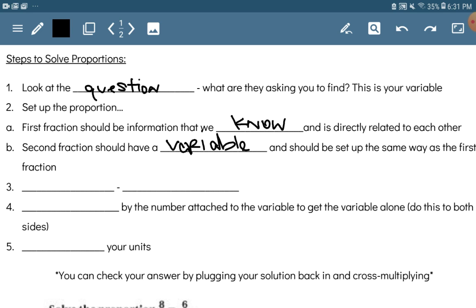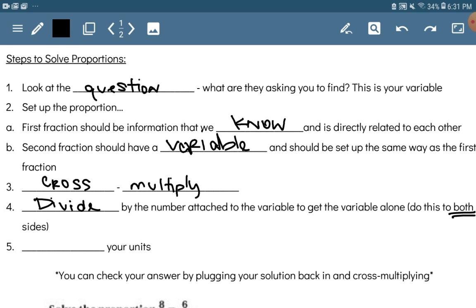Once we get it set up, we're going to start solving. There's really only 2 steps to solving it. First is we are going to cross multiply. After we do that and get our cross products, the second and final step is that we are going to divide by the number attached to our variable. So this allows us to get our variable alone, and we want to make sure we do this to both sides. Whatever you do to one, you do to the other.